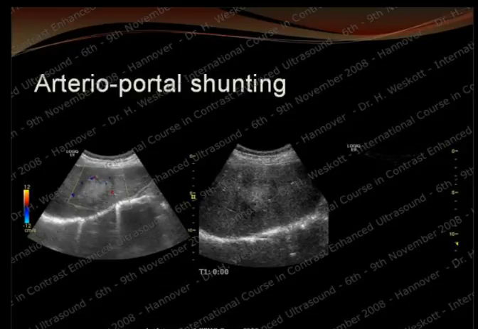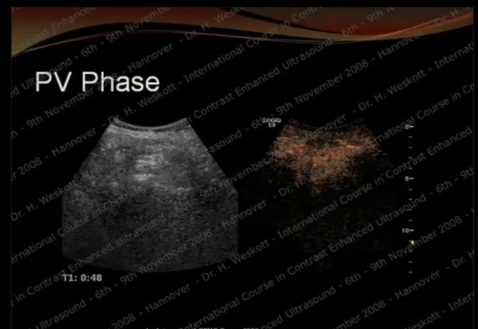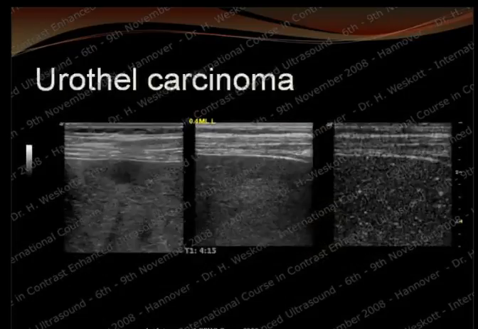If you look at the same patient a little bit later, then you can see a washout, and what you can still see is a hyperenhancement around. Another example, urothelial carcinoma, you can see the tumor here, and you can see that the tissue around it is hyperenhanced. And if you wait a couple of seconds, then you can see the washout phenomenon of the tumor.